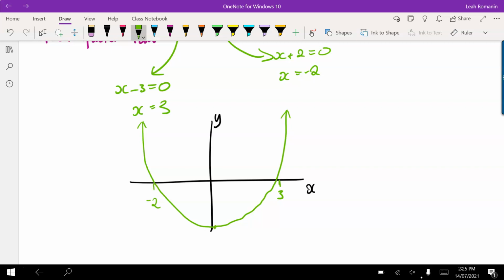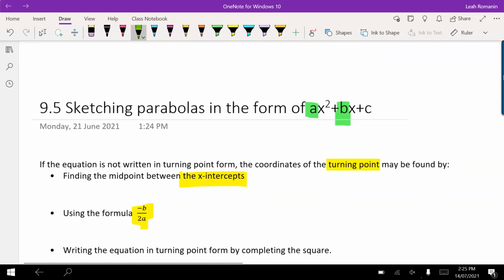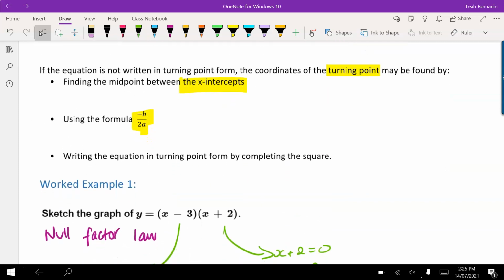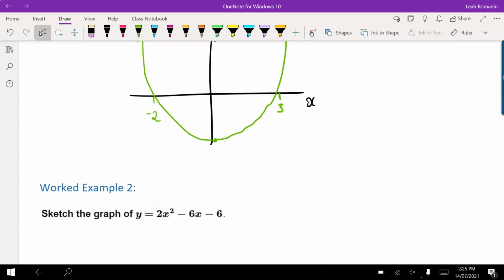So I can find my turning point using the first method that I outlined up here, which was finding the midpoint between the two x-intercepts. So I know my two x-intercepts. How do I find the halfway point?